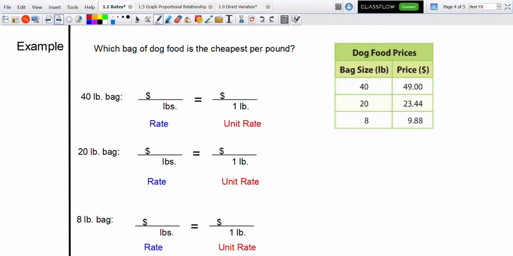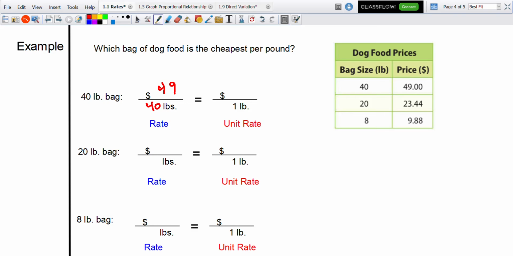Last one here, we've got dog food in different size bags. We're going to compare the different prices and find which one is the cheapest per pound of food. Okay, so we can't really compare them if I know that 40 pounds is $49, 20 pounds is $23.44, and 8 pounds is $9.88. But if I did it per pound, I could find which bag is the cheapest to buy per pound. So let's set up the 40-pound bag up here. The 40-pound bag costs $49 for 40 pounds. That's the rate that we're working at. The rate is $49 per 40 pounds.